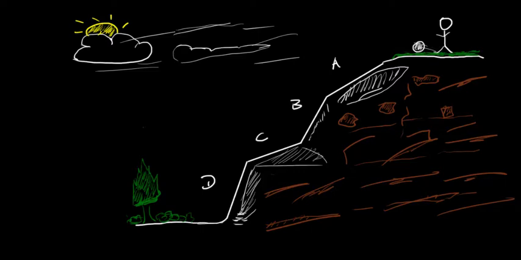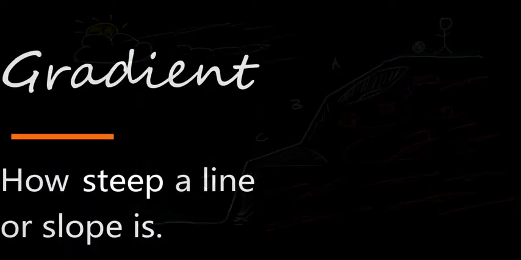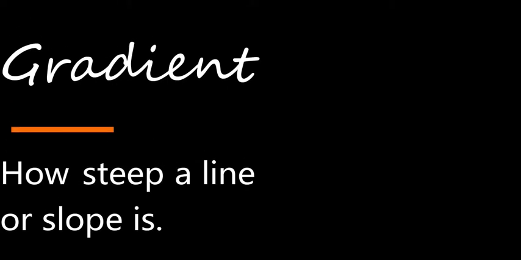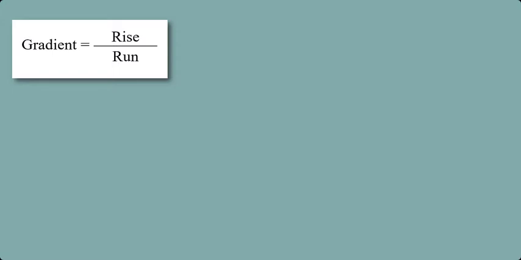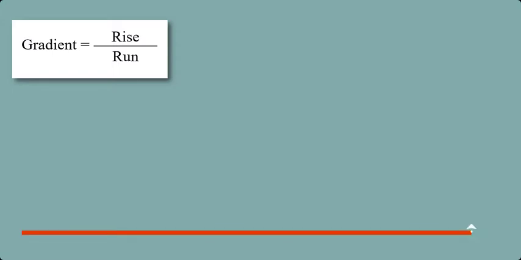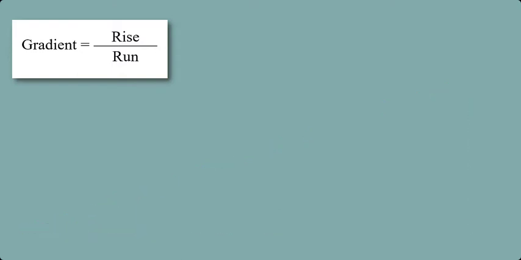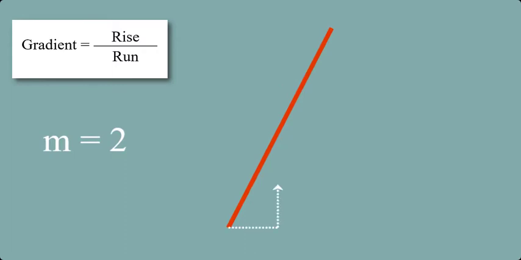We spoke about it in our last video, but what the gradient is, it can tell us how steep something is. In other words, it's really like a ratio or a comparison of how much a line moves up to how much it moves across. For example, if I have a slope with a gradient of 2, it means that I'd move up by 2 for each unit I go across.